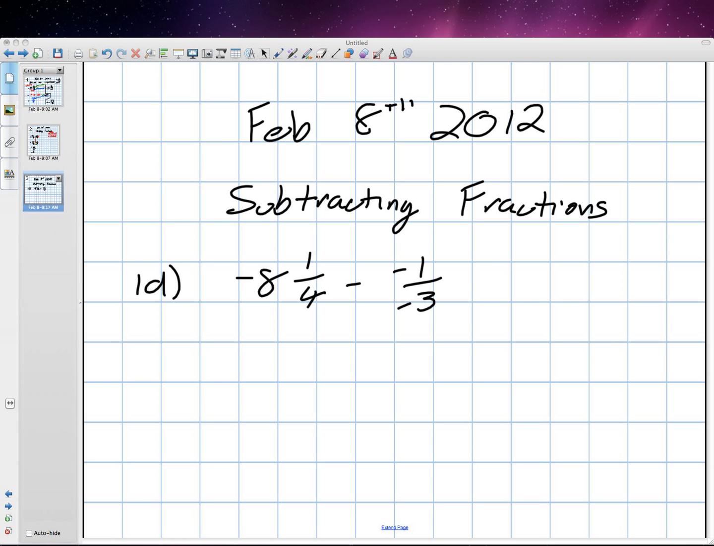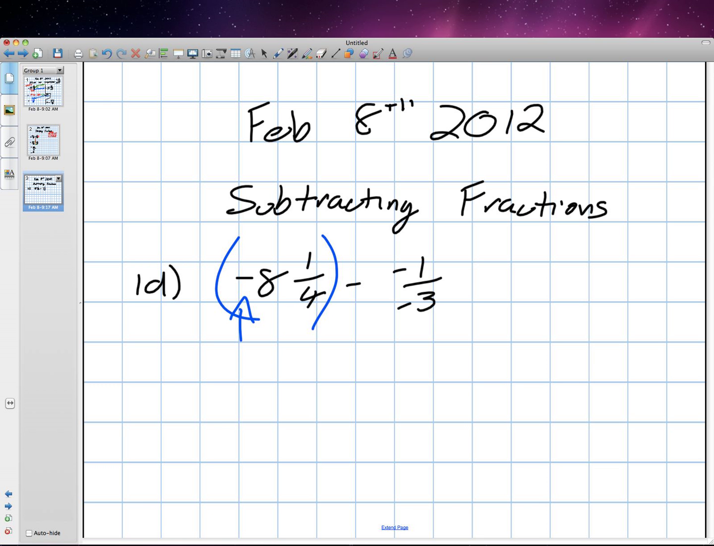Okay, again, February 8th, 2012, subtracting fractions instead. So question 1D, we're dealing with, first of all, we have a mixed fraction. So we're going to have to apply the knowledge we just learned about changing mixed fractions into improper fractions, okay? So first thing I'm going to focus on is this number here.